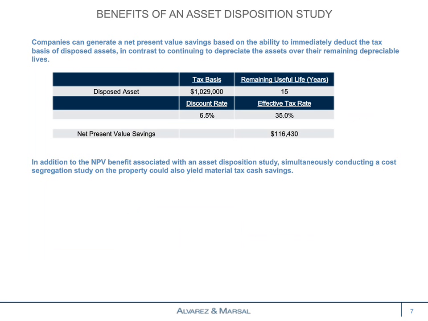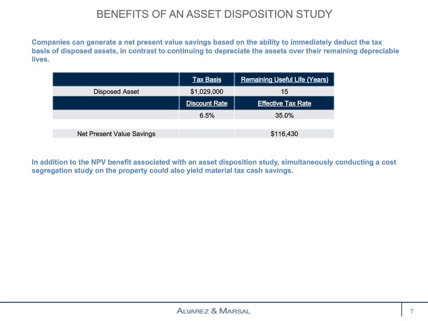So essentially what this table is telling us is that if you were in this situation where you had a little bit over $1 million in disposed assets with a 15-year remaining depreciable life, you could generate a net present value savings of $116,000. So essentially, that is the end result benefit that you can generate.